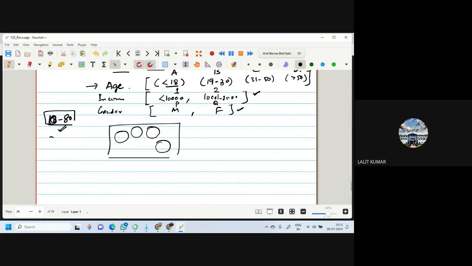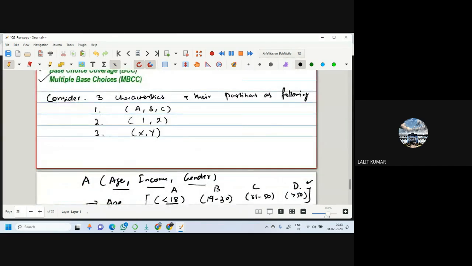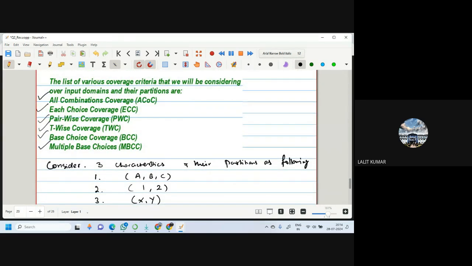The second part is disjointness. Disjoint means that they should not be joined. There should not be any overlap. So this is the golden principle to make the partitions. These are the two properties. There can be some questions on this. In one of the previous papers, there is a question.